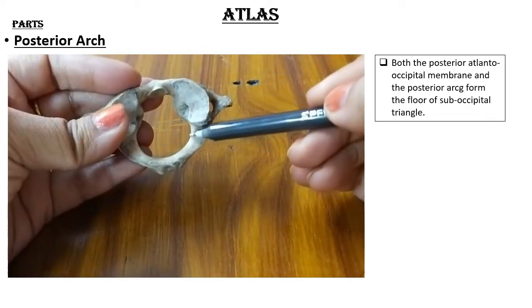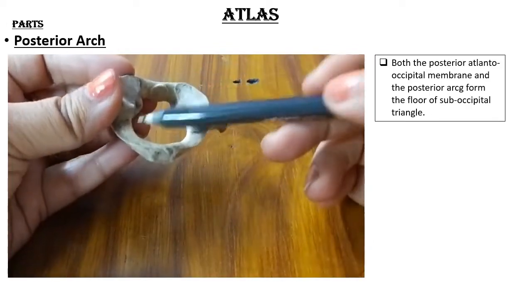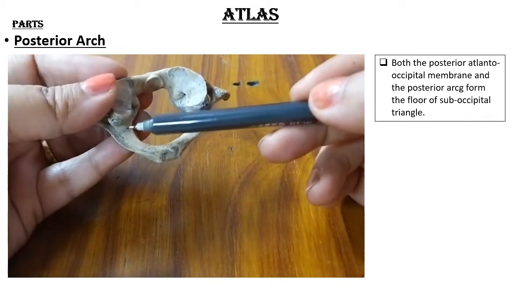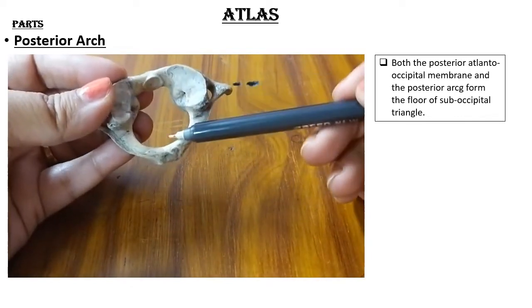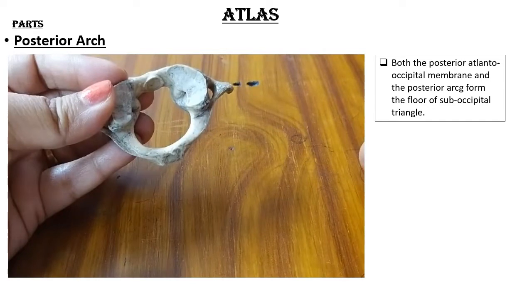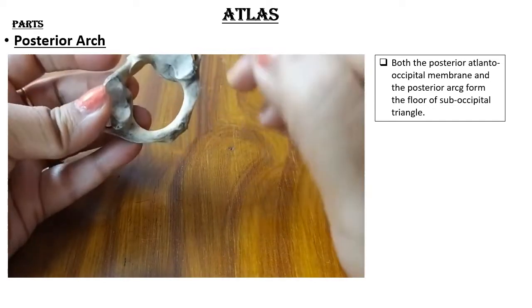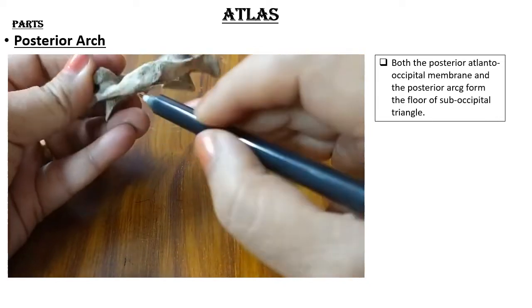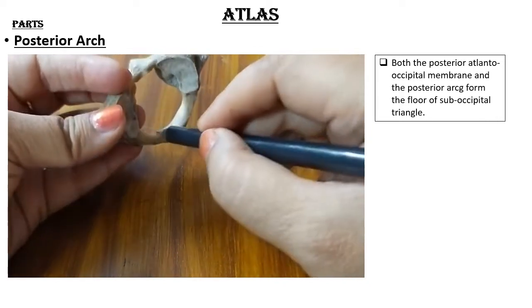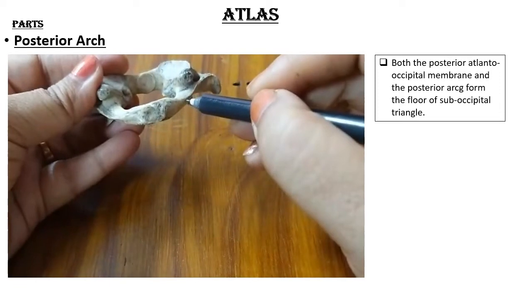Now this is the posterior arch. The posterior arch forms almost 2/5 of the ring of the bone. This corresponds with the laminae of the other cervical vertebrae. Now it presents an upper border, lower border, anterior surface and posterior surface.